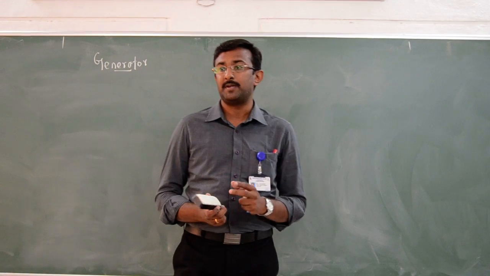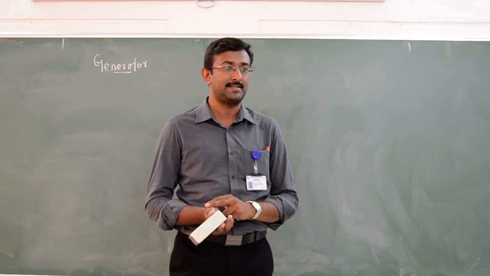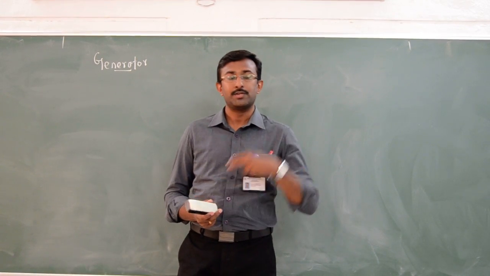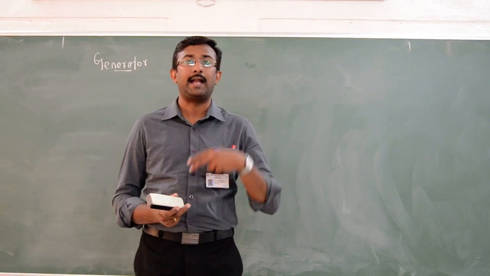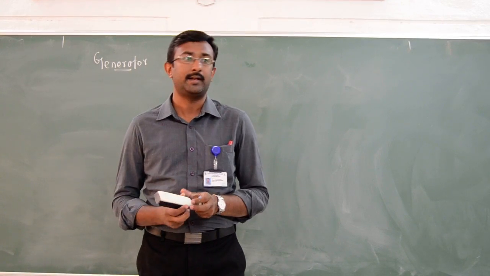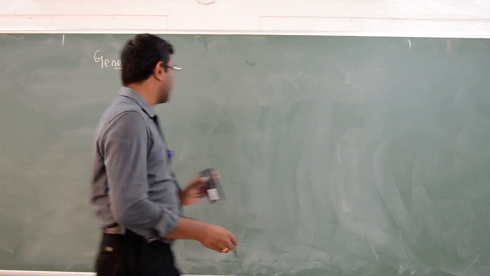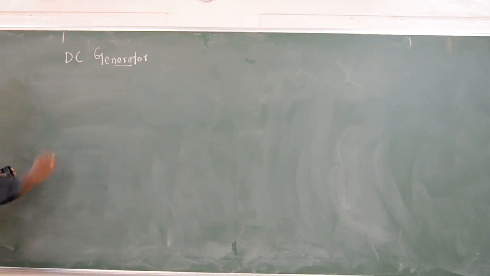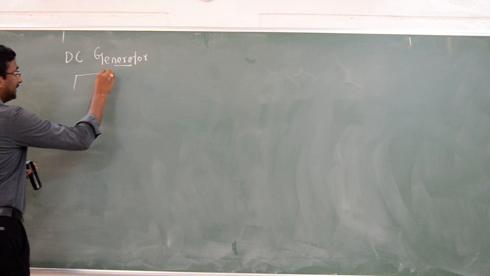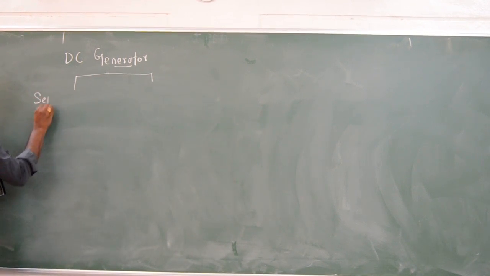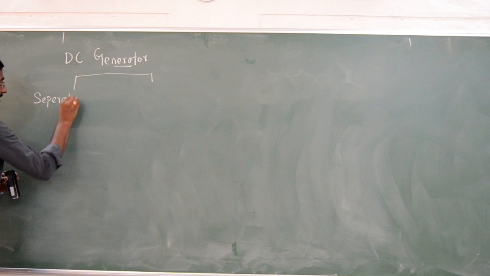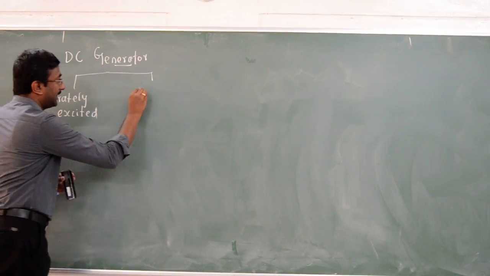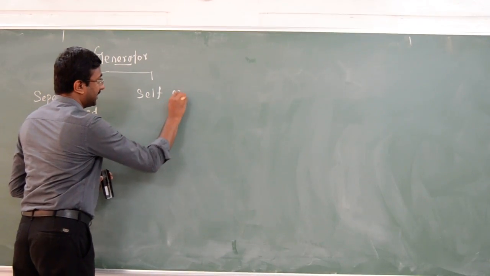The main difference between an AC generator and a DC generator is that in a DC generator we have a commutator, right? It is a very important device which converts an alternating quantity into a direct quantity. In case of a DC generator, mainly we have two types of DC generator. One is called a separately excited DC generator. The second one is called a self-excited DC generator.